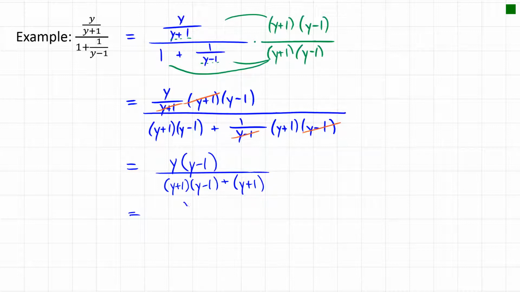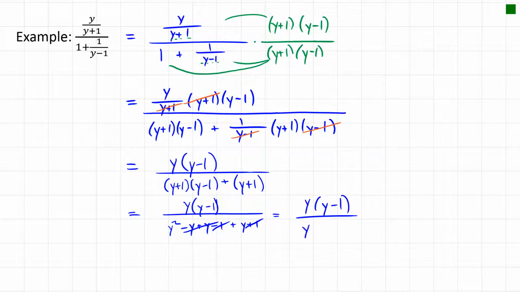And now I've got to just simplify as much as I can. Expanding this out, I get y squared minus y plus y, those cancel, minus 1 plus y plus 1. So those y's cancel, those 1's cancel, and so I have y over y minus 1 over y squared plus y. So I'm going to factor the bottom to be y times y plus 1. The y's cancel, and I'm left with y minus 1 over y plus 1.